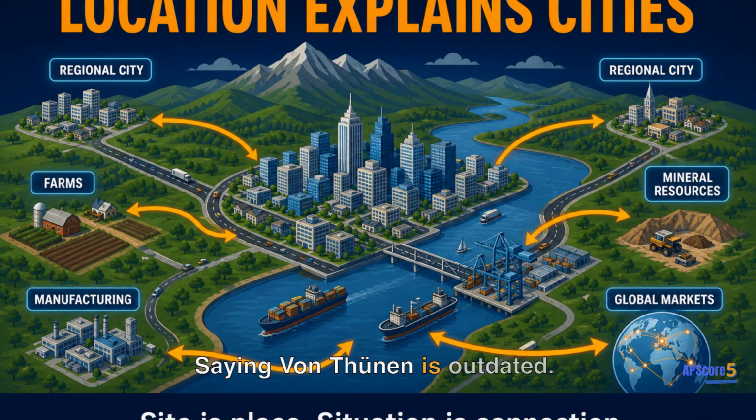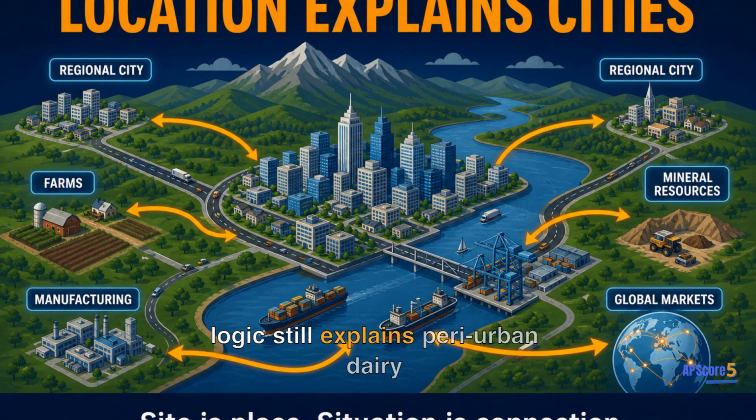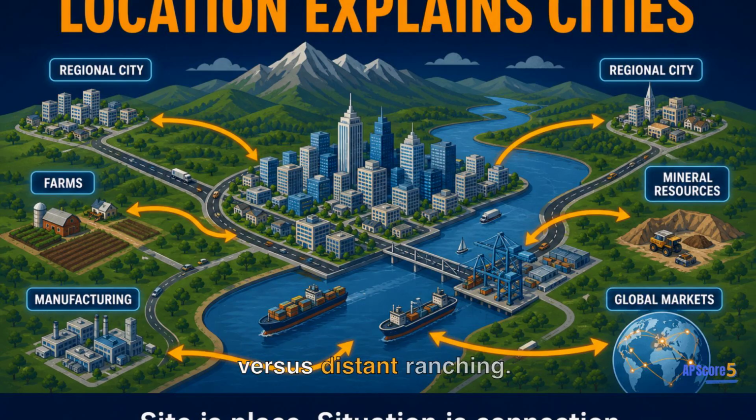2. Saying von Thunen is outdated. Wrong. Real settings bend, but bid-rent logic still explains peri-urban dairy versus distant ranching. 3. Saying food desert means zero food. Wrong. It means limited access to affordable, nutritious food. Calories do not equal nutrition.